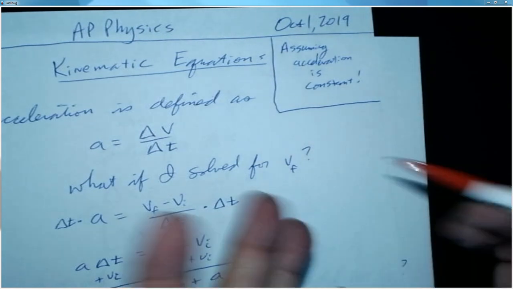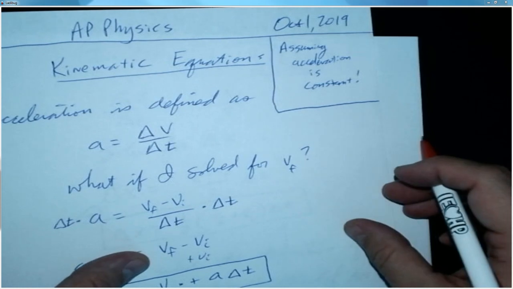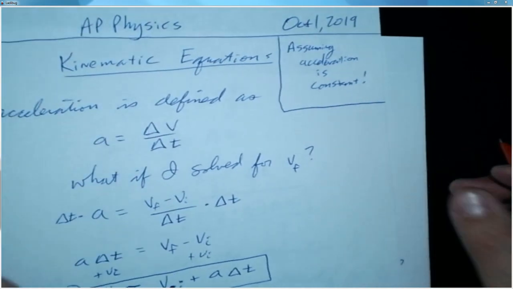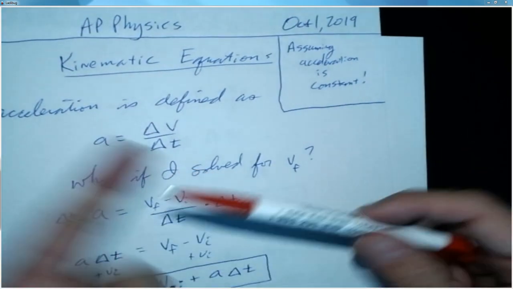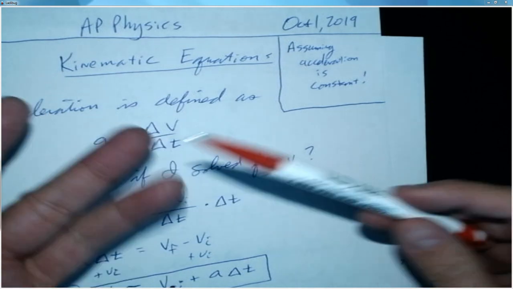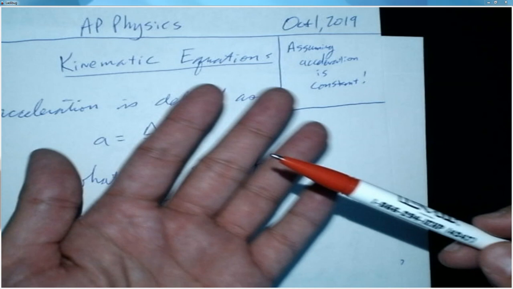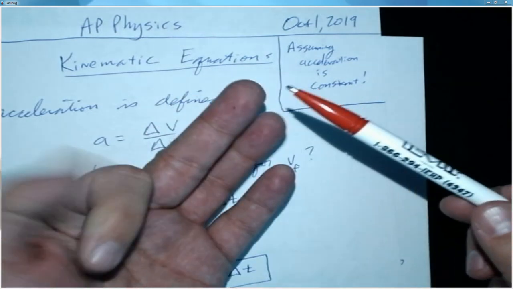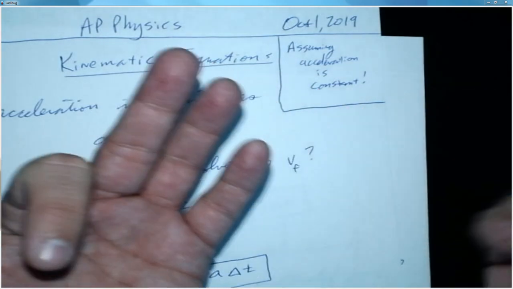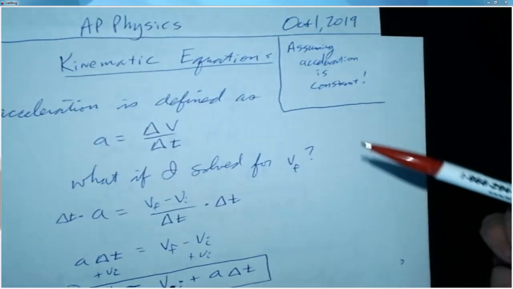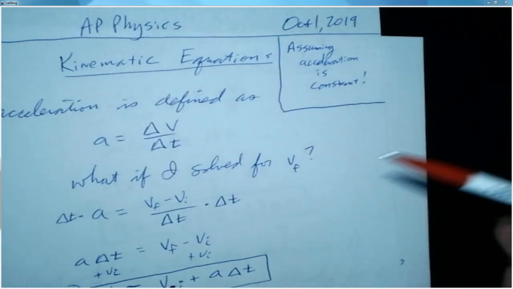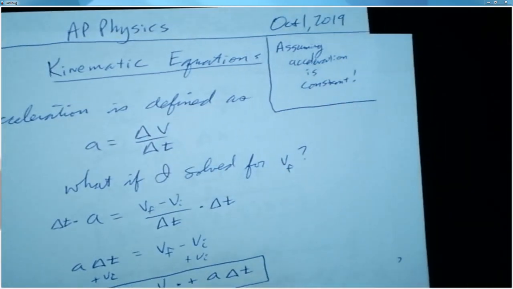See, there are 5 kinematic equations, 5 kinematic variables. You have the final velocity, the initial velocity, the acceleration, the time, and you have the distance traveled. And if you're just missing one and you have the other 4, you can solve any of these equations. And that's what's awesome.